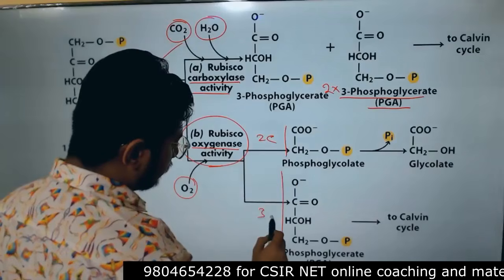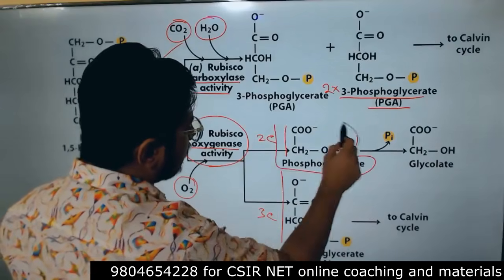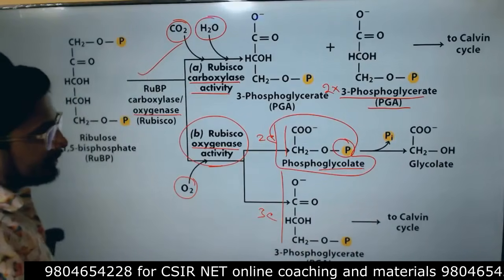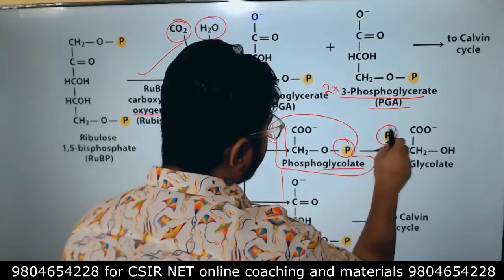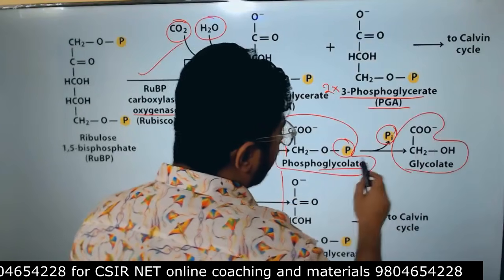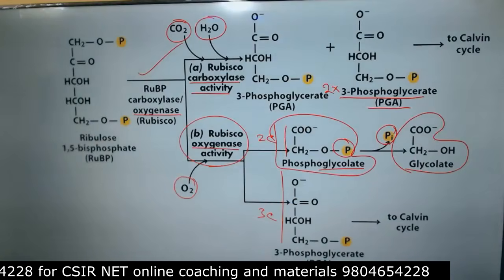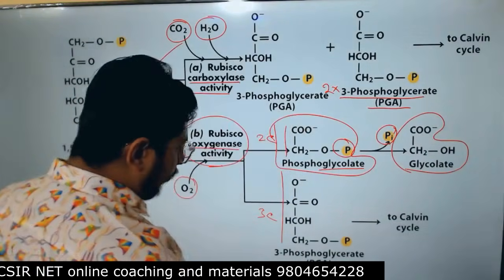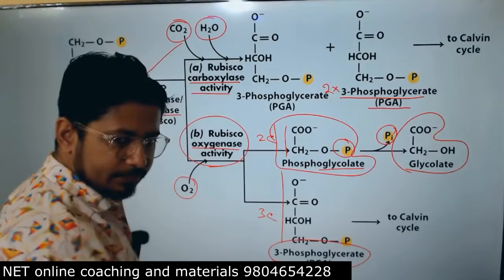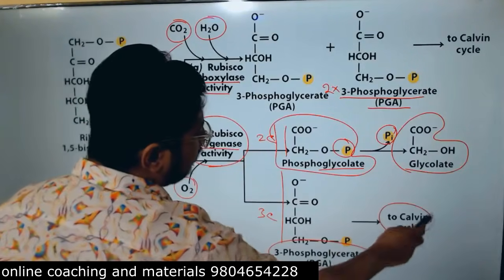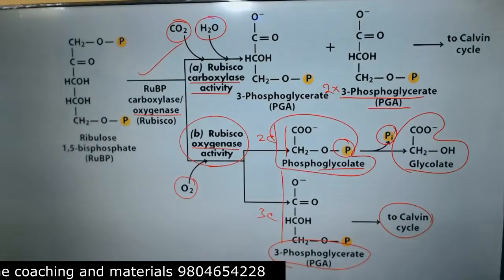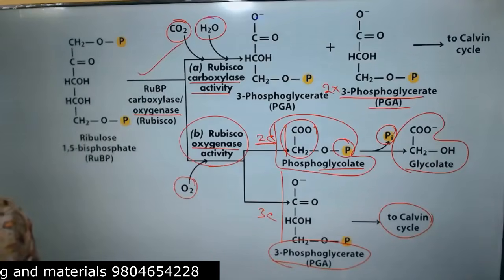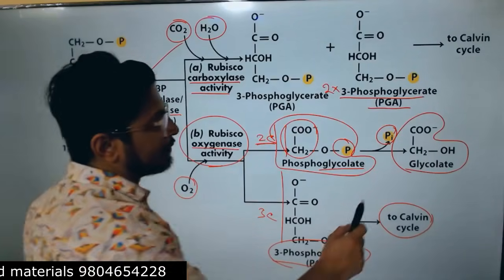Okay. This 2-carbon molecule is known as phosphoglycolate. This phosphoglycolate, once the phosphate is cleaved out, is known as glycolate. COO group and CH2OH. That is glycolate. And one 3-phosphoglycerate will be produced. So this one 3-phosphoglycerate can lead to the Calvin cycle, no issue. But these 2 carbons are wasted, right? 2 carbons are wasted. These 2 carbons will produce glycolate.